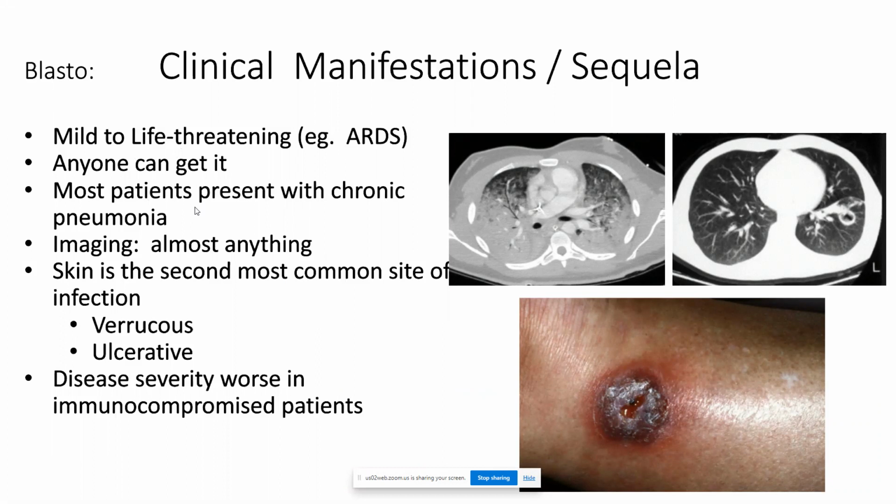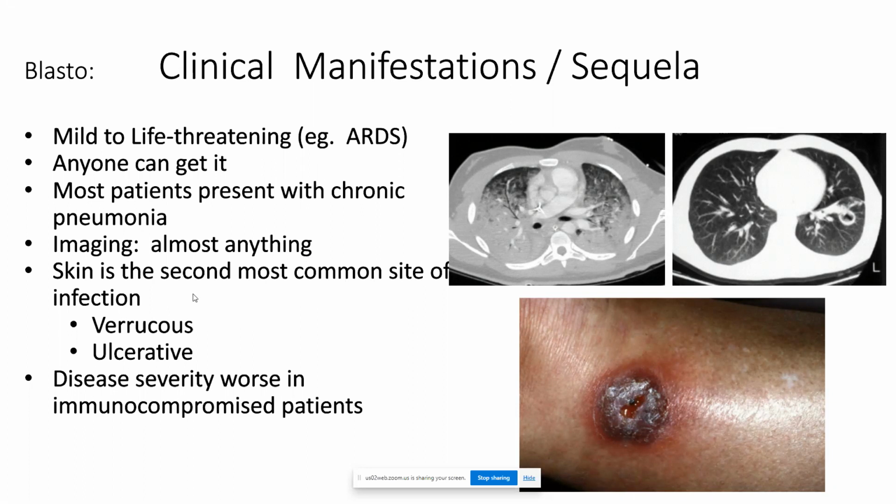So it's like chronic necrotizing aspergillosis. It's that pneumonia that just won't get better with antibiotics, right? Think in the back of your mind, blasto. So imaging can be almost anything. Here you have a cavity over here, but this one is a full-blown ARDS-looking CT.